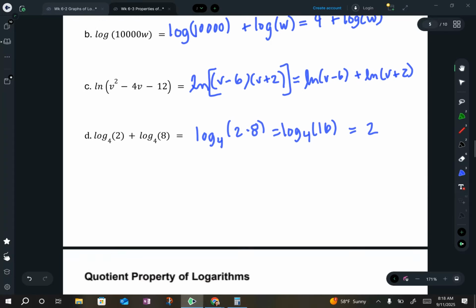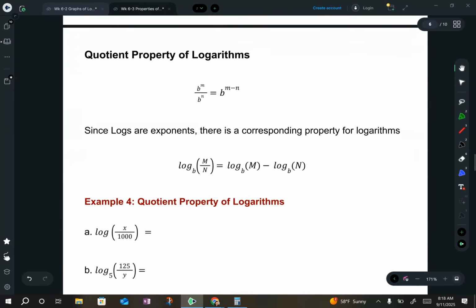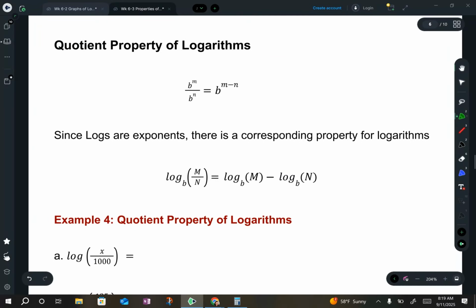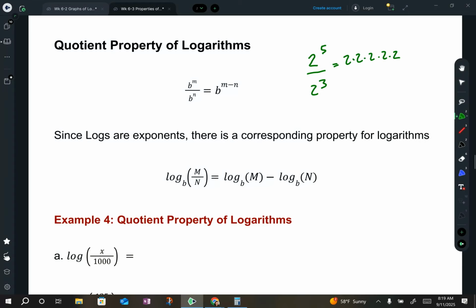Right, well, we have a product property, so now we're going to talk about the quotient property. This comes from exactly the same idea as the product property because logs are just exponents. So if we have b to the m over b to the n, that is b to the m minus n. An example really quick would be if you had 2 to the 5th over 2 cubed, well, that would be like having 2 times 2 times 2 times 2 times 2 over 2 times 2 times 2. And of course, 3 of these would cancel out at the top, and you would just be left with 2 squared, which is exactly 2 to the 5 minus 3. So that's why that property works for exponents. The same property is going to work for logs.